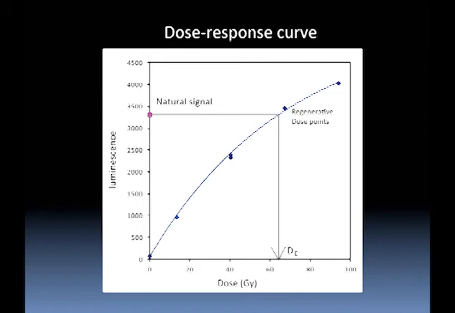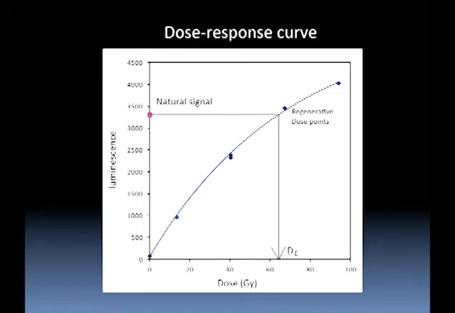First step is to measure the natural luminescence signal, which is only in luminescence. And then to calculate the dose the sample received during burial, we give it known doses of radiation and determine the luminescence. And from that, we calculate this dose response curve. And then we interpolate, based on that original signal, what the equivalent dose was.